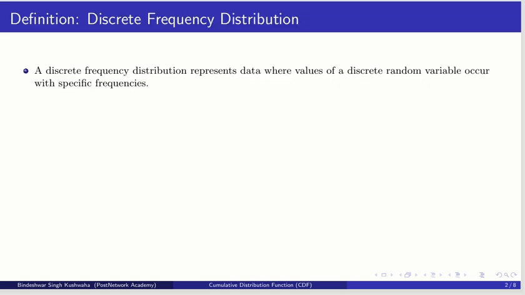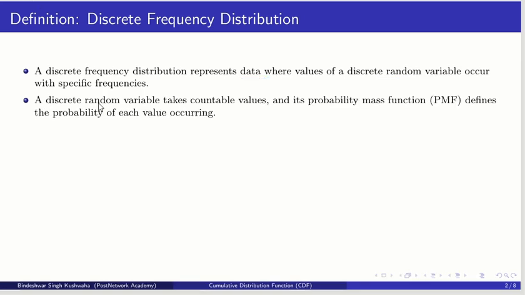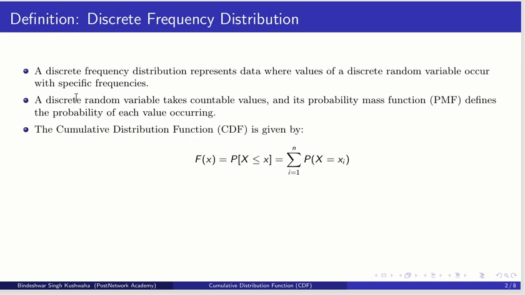First of all, understand what a discrete frequency distribution is. It represents data where values of a discrete random variable occur with specific frequencies. A discrete random variable takes countable values, and its probability mass function defines the probability of each value occurring. Let us see an example of cumulative frequency distribution.